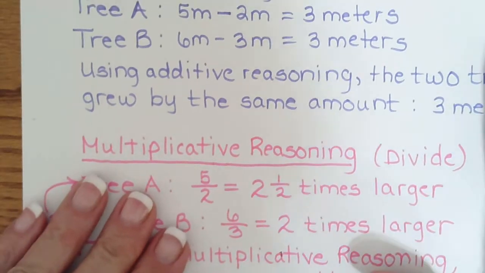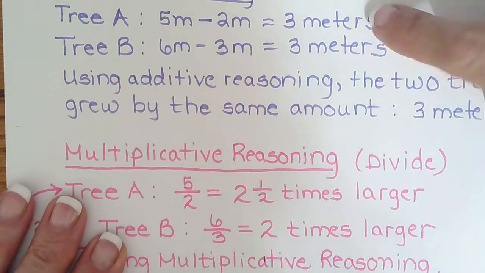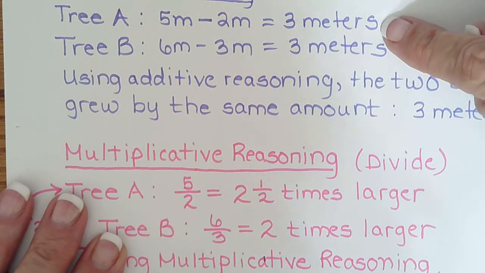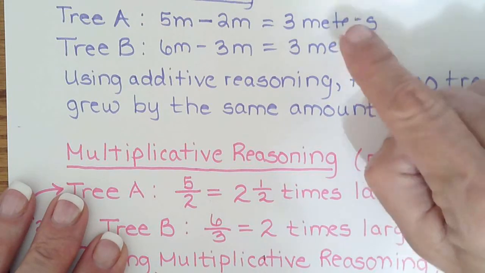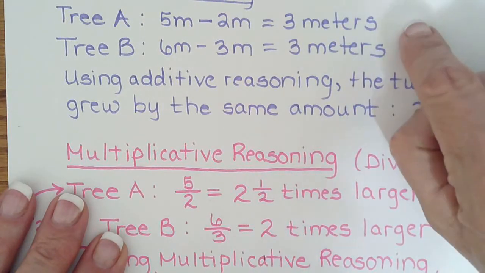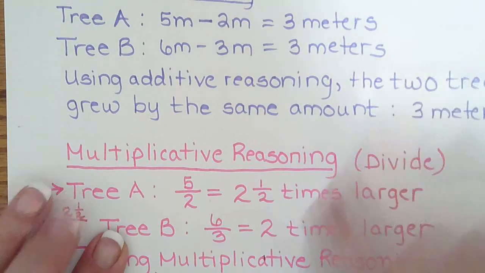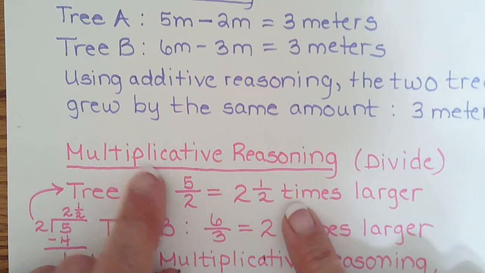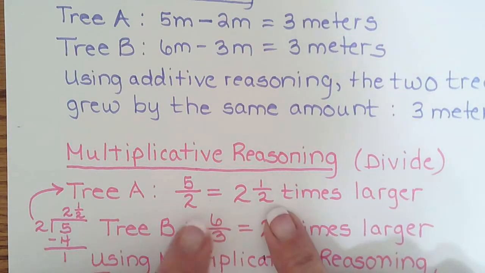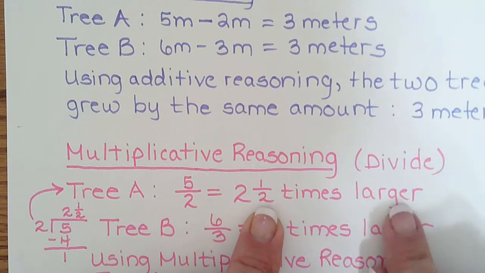Notice the difference in the way we label our answers. In additive reasoning, we put the units on it. 5 meters minus 2 meters is 3 meters, so this tree is 3 meters taller. But for multiplicative reasoning, multiply means times, so we say times larger. So tree A is 2.5 times larger than it was in 2003.